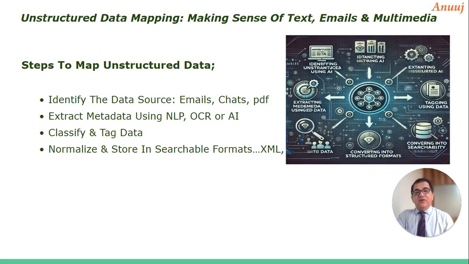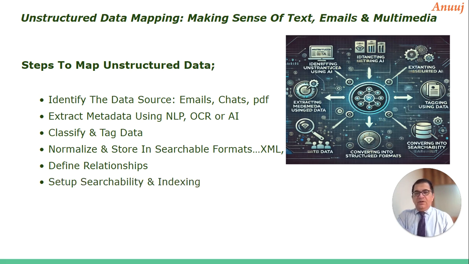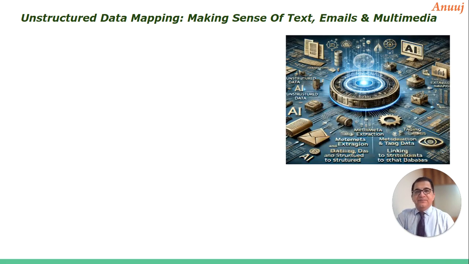Normalize them in searchable formats like XMLs and JSONs, and then create a relationship between these files so that these relationships help you create whatever meaningful information or searching you can do out of it, indexing that you can do out of these files. So that's about mapping them.